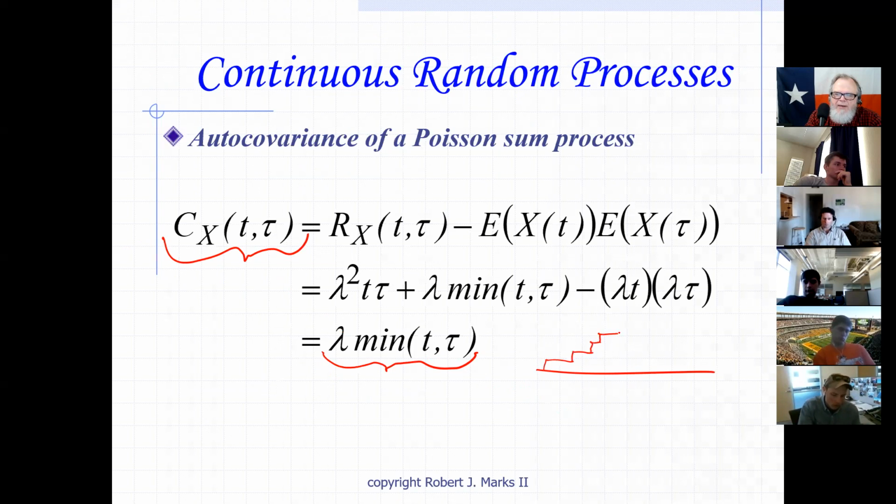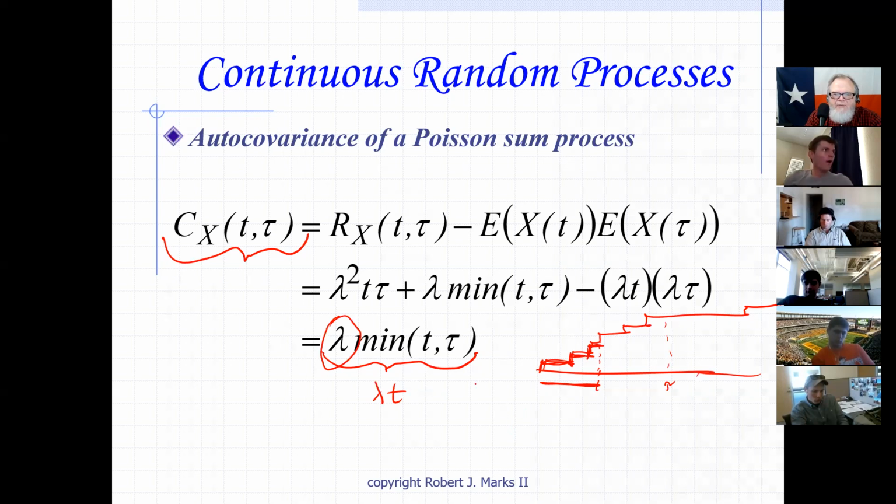So we have this Poisson process, and this is a function of t, and so we have a value of t here, and we have a value of tau here. Therefore, if we look at the autocovariance, it's either equal to lambda t, which is this value, or lambda tau. But since in this case tau is greater than t, only this first part is shared in the counting process. So it's equal to lambda times the minimum of t and tau.